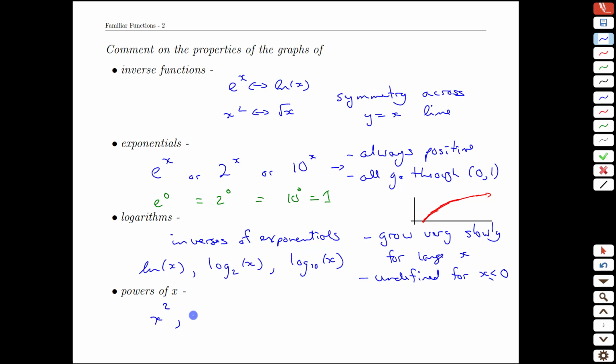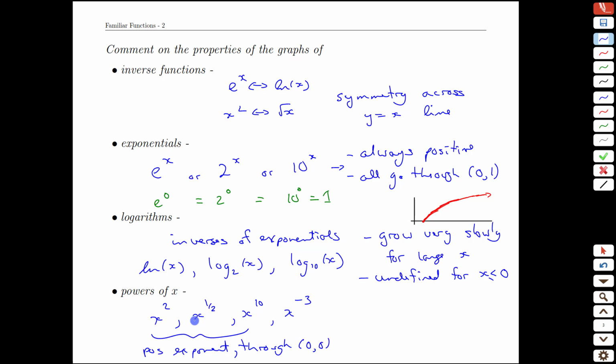Powers of x, this can include fractional powers as well, so roots, or x to the 10, or even x to the -3. For these functions, if we have a positive exponent, then we go through the point 0, 0.